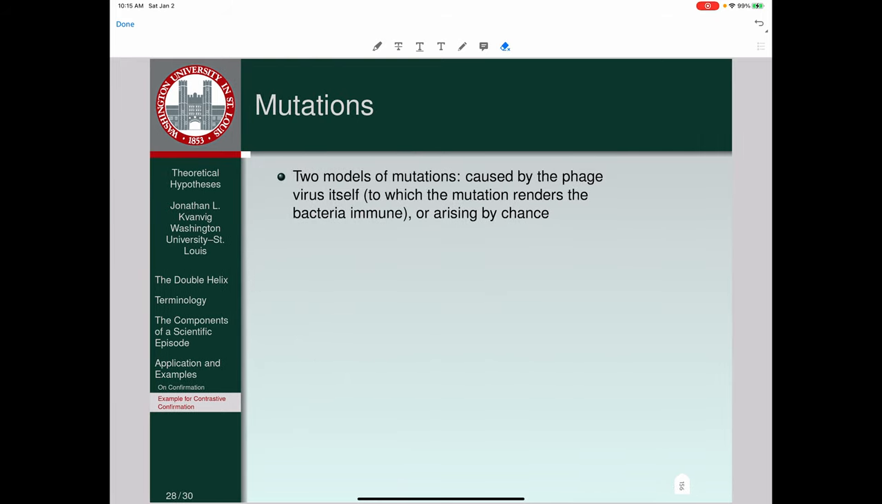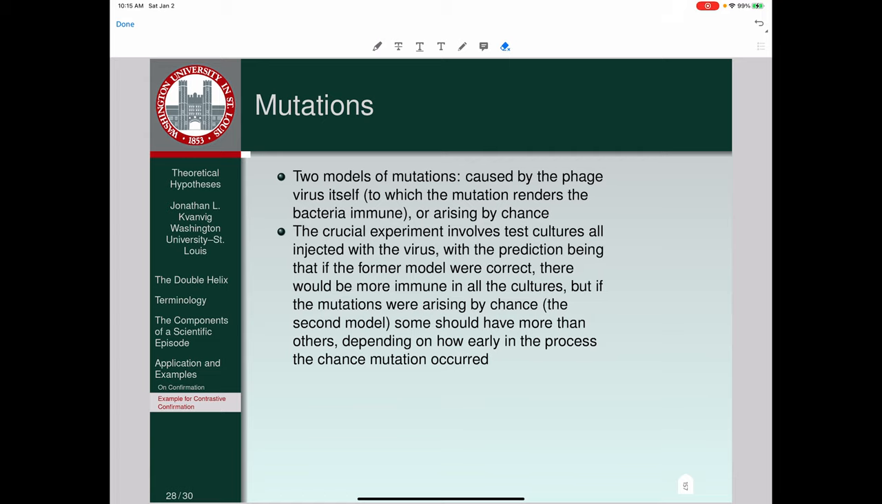So here's a particular example, the example of two models of mutations, which is a really important one in the history of science. We have two models of mutations in bacteria, one caused by the phage virus itself, the other model that it arises by chance. The crucial experiment involved test cultures, all injected with the virus, with the prediction being if the former model were correct, there would be more immunity in all the cultures. But if the mutations were arising by chance, the second model, some should have more than others depending on how early in the process the chance mutation occurred.